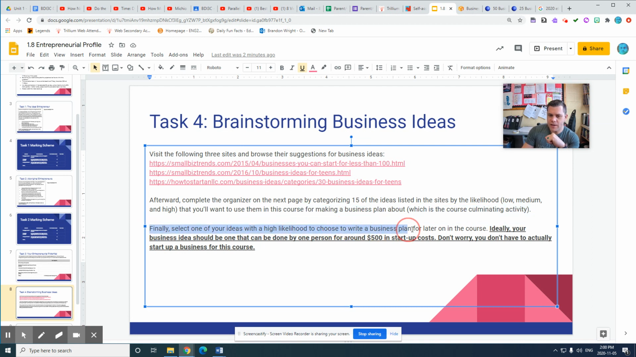Once you've selected 15 ideas, select one of your ideas with a high likelihood to choose to write a business plan about later on in the course. Now, this is very important. Ideally, your business idea should be one that can be done by one person for around $500 in startup costs. So it takes a little money to start up and can be done by one person.